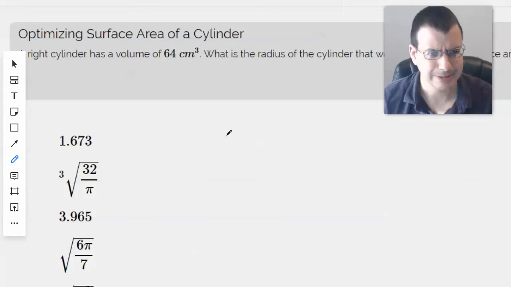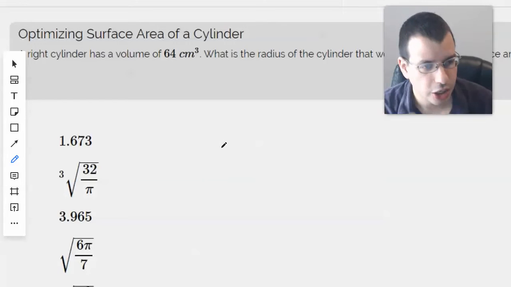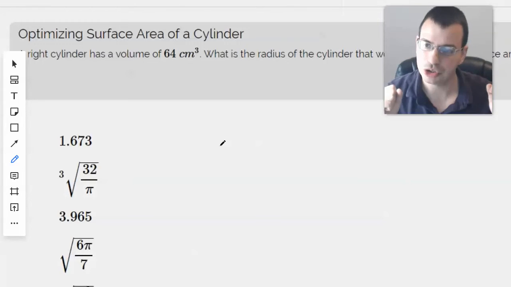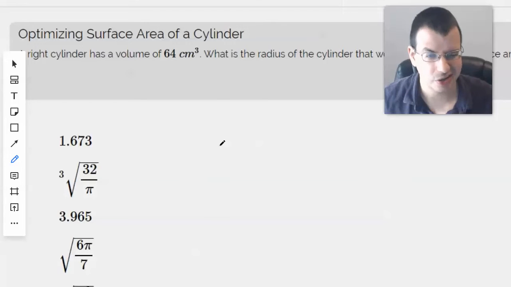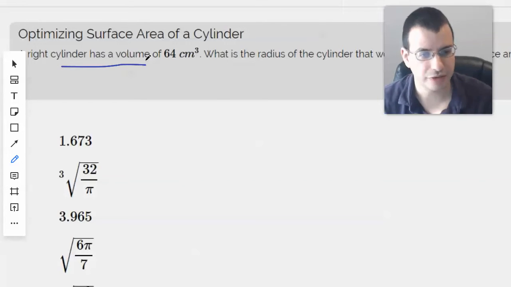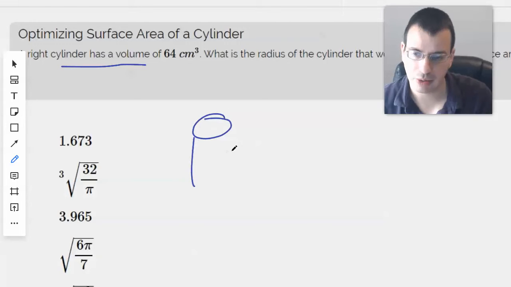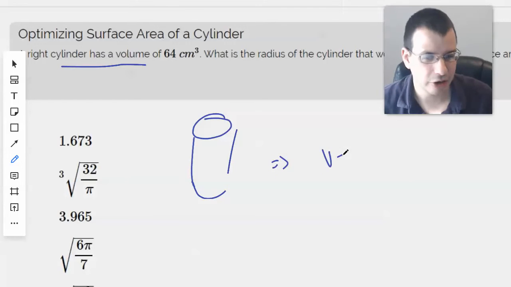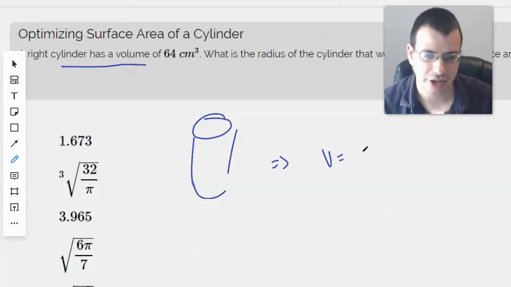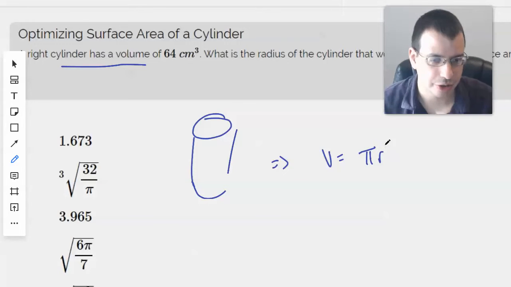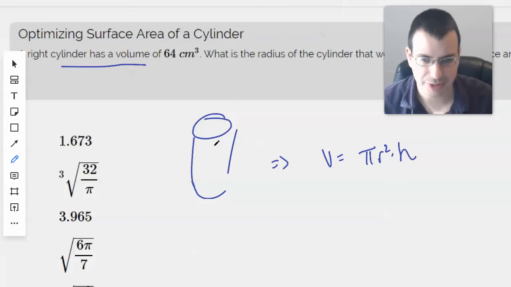So we want to find... you don't really know where to start. So what you do is you just start writing down every equation that comes to mind. So we have the volume of a cylinder. You have a cylinder, probably looks something like this, and volume equals the area at the top or the bottom, which would be a circle, pi r squared, multiplied by the height.